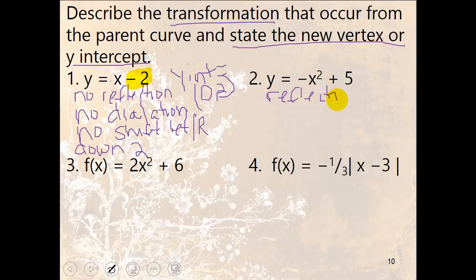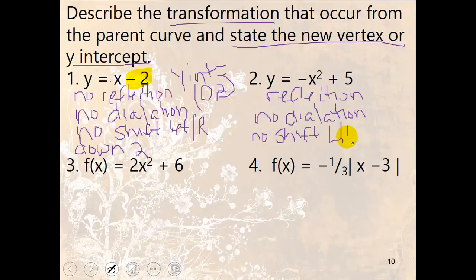Do I have a coefficient other than 1 in front of my x squared? Nope. So this is no dilation. Do I have a number being added or subtracted inside parentheses? Nope. So I have no shift left or right.